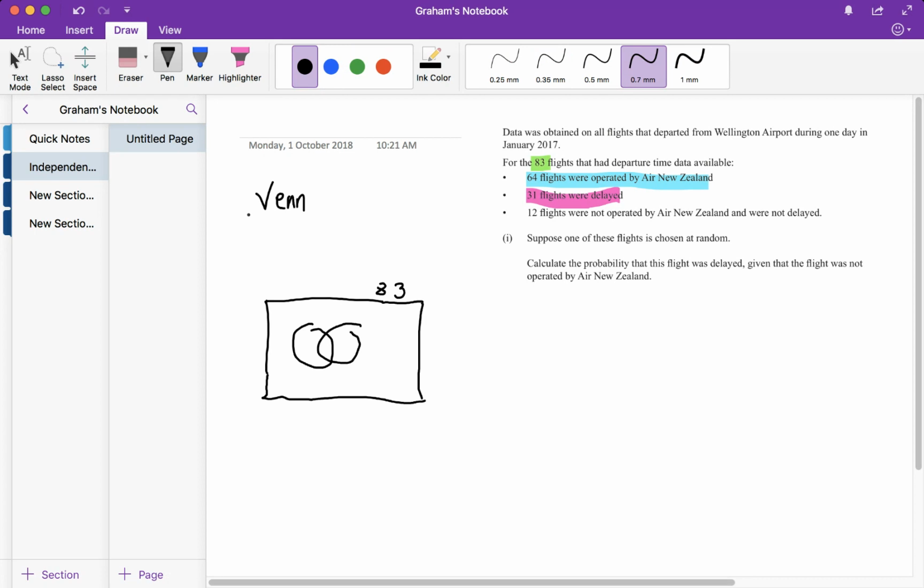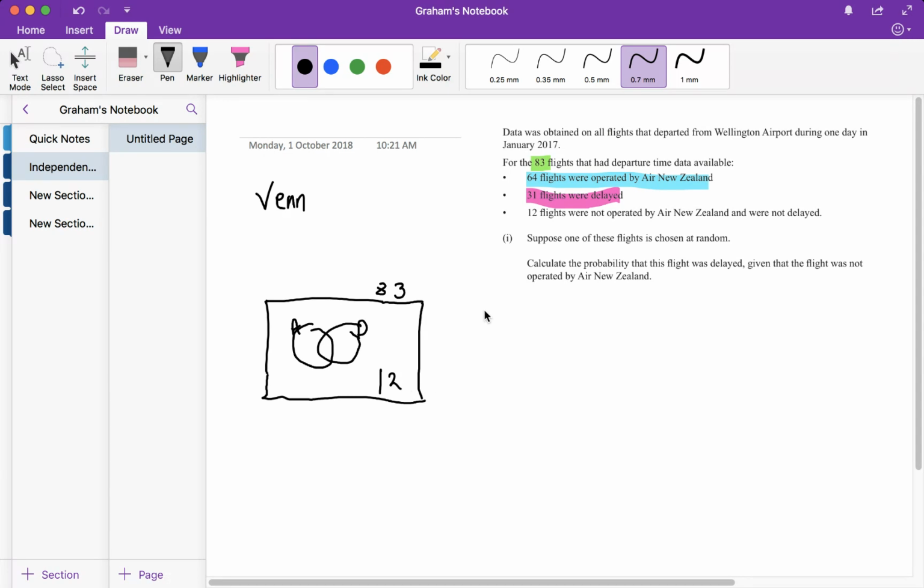On this one, I'm going to have Air New Zealand, so I'm just going to mark that as an A. And this one I'm going to have delayed. So that's delayed. And then I'm told there are 12 flights that were not operated by Air New Zealand and not delayed. So that means they are outside of my circles. So that number is 12.